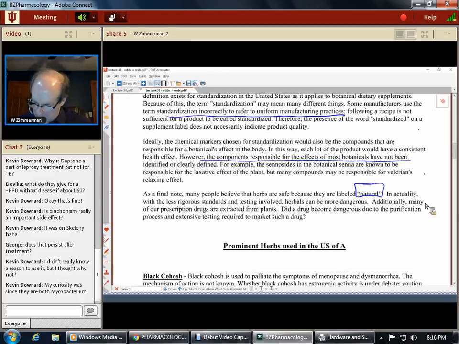And finally, as I put here, many of our prescription drugs are extracted from plants. So did a drug become dangerous due to the purification and extensive testing? So they purified it from a plant, they tested it, and now it's dangerous? So you can take a pill of digoxin, or you can eat that foxglove plant and not know how much you're getting. This is the whole problem with the herbals.